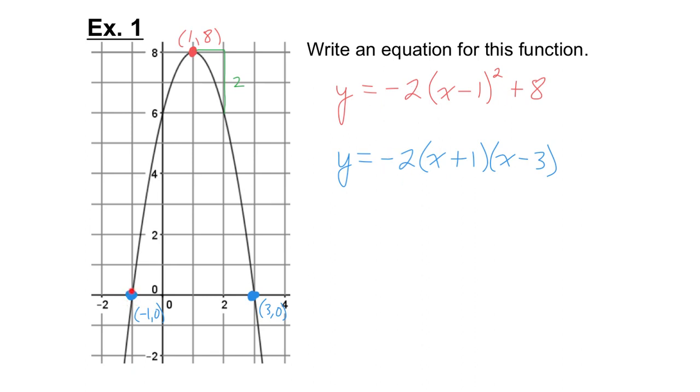Remember, with your x-intercepts, if your x-intercepts are -1 and +3, it's x plus 1 and x minus 3 in the factored form. Same with your x-coordinate of your vertex, it's +1, so it says x minus 1 in the vertex form. So both of these answers are correct equations for this function as shown.